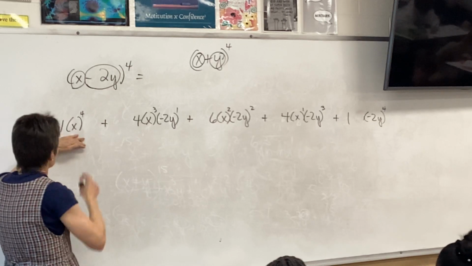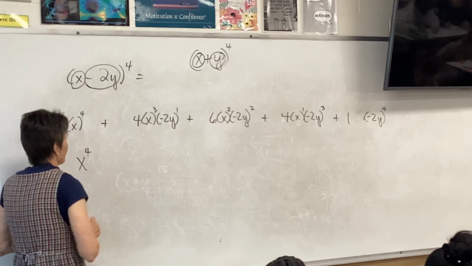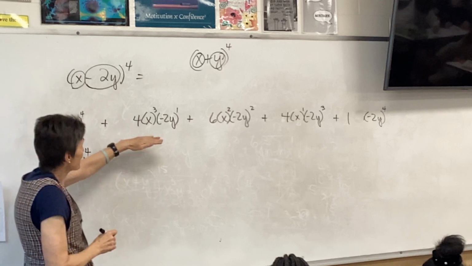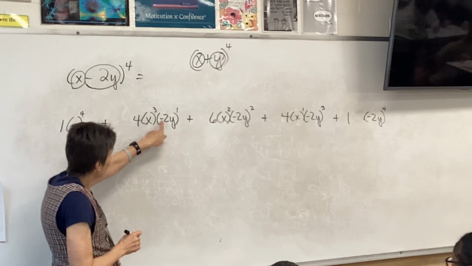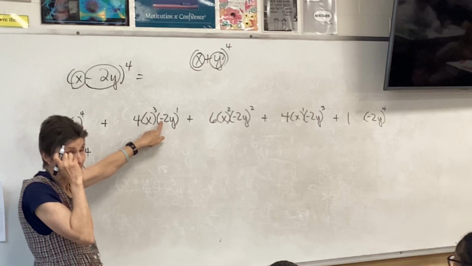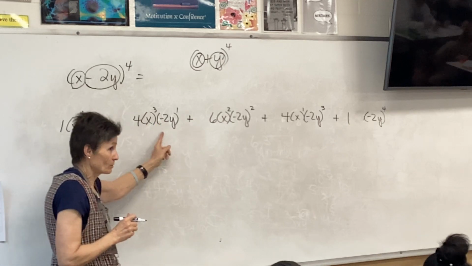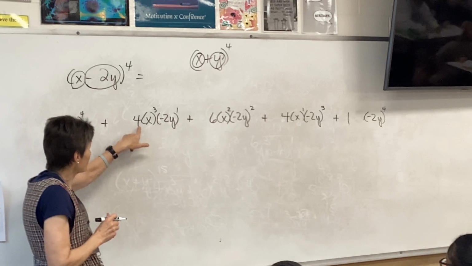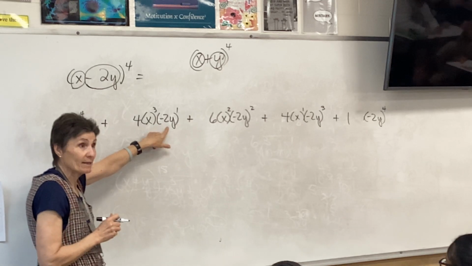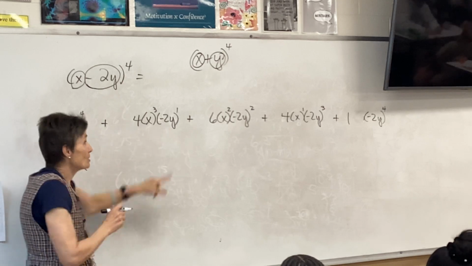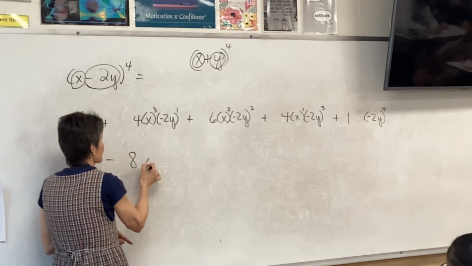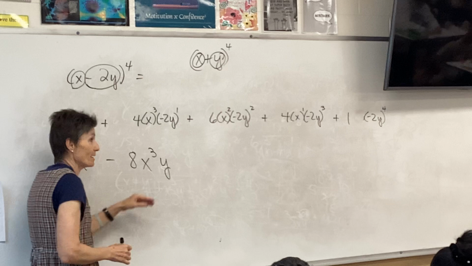Simplify. X to the 4th. Now be careful. I know that looks like a minus. That is not a subtraction. That is a negative sign. This is multiplying. This is all multiplied. So I am multiplying a 4 and a negative 2. So this is going to be minus 8x cubed y. Do you see that?